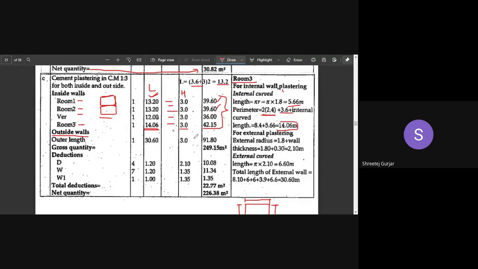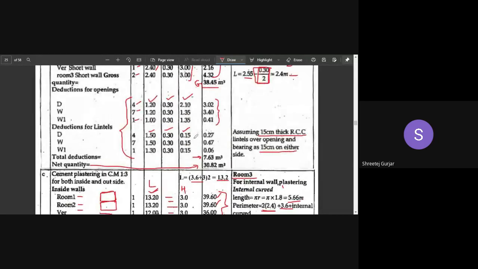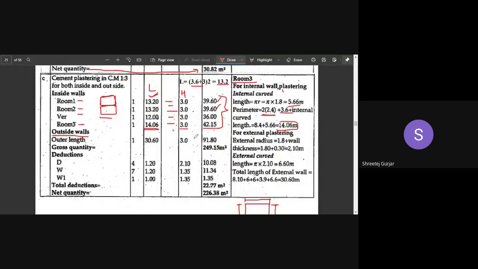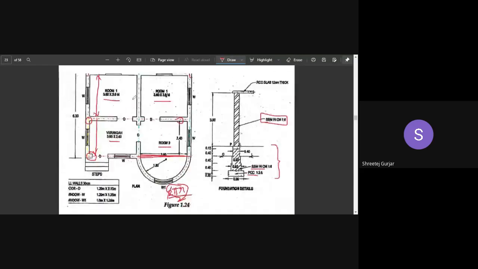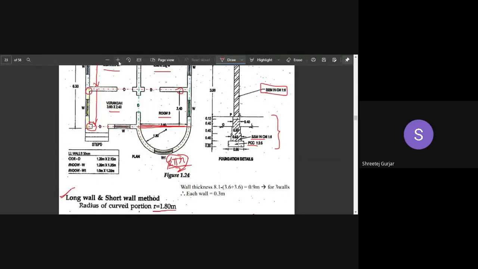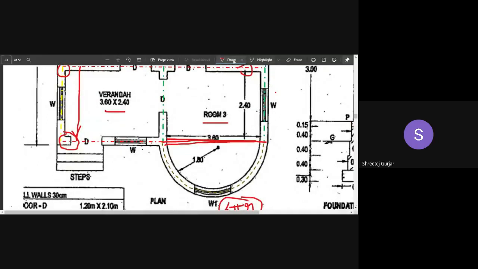For external walls, they have given us the out to out distance in our plan, so we will also use that. For the curved part, for external plastering, we need the external radius. Let me show you in the plan. We have calculated the internal using 1.8. Now we are concerned about this external wall, which I am drawing.